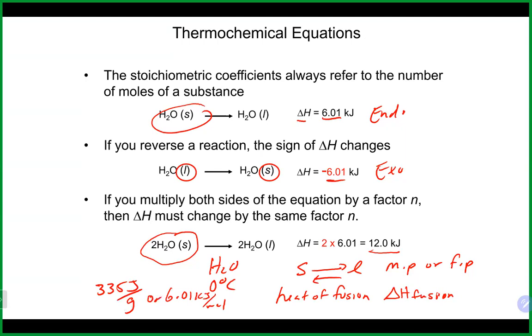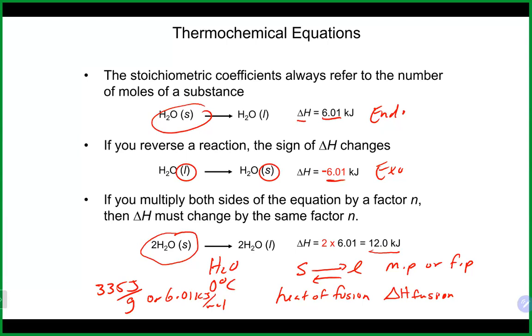That is the amount of energy required to do nothing more than take ice at 0 degrees Celsius and change it to liquid water at 0 degrees Celsius. Not changing the temperature, but changing the state. There's a certain amount of energy required just to do that process, and that's known as the heat of fusion.